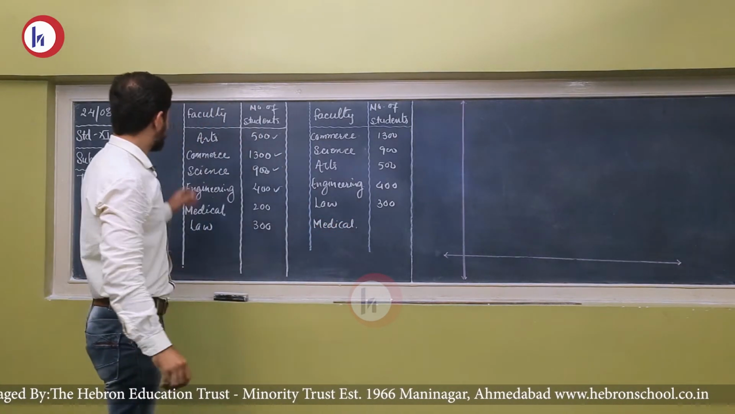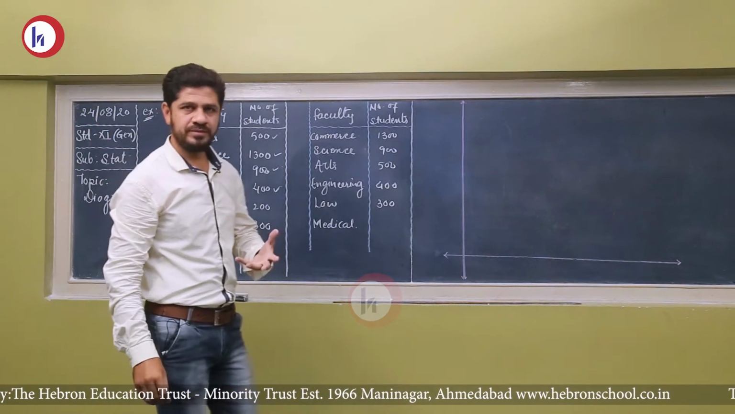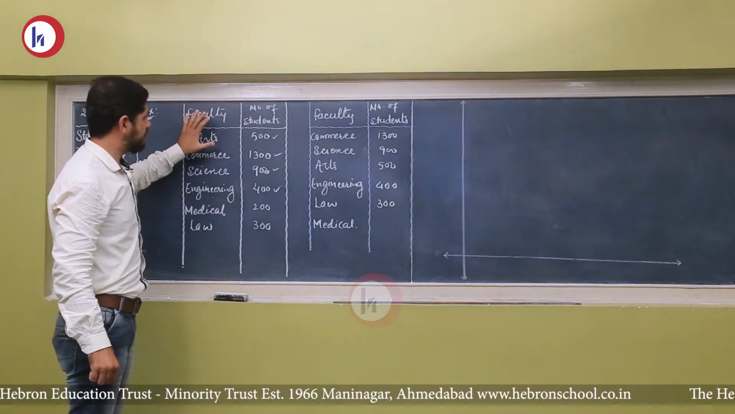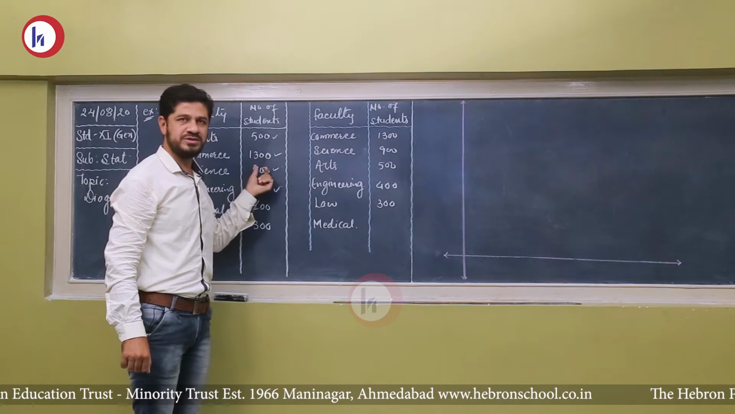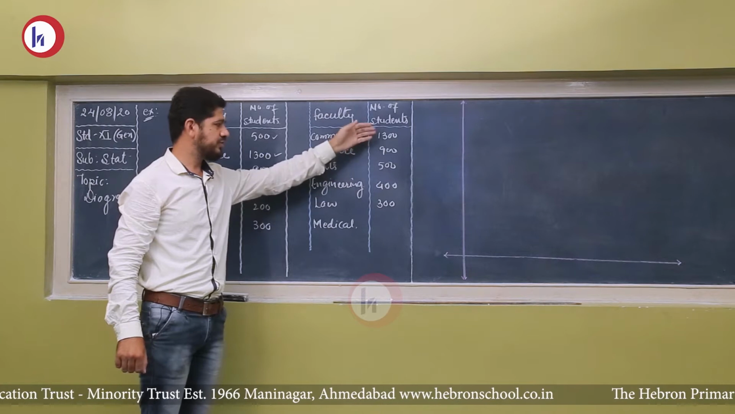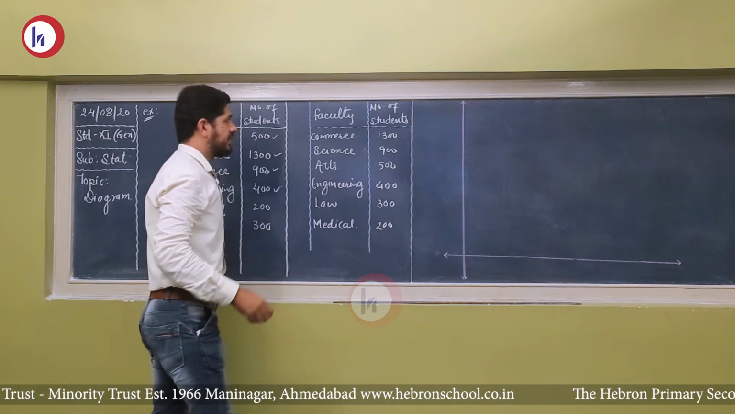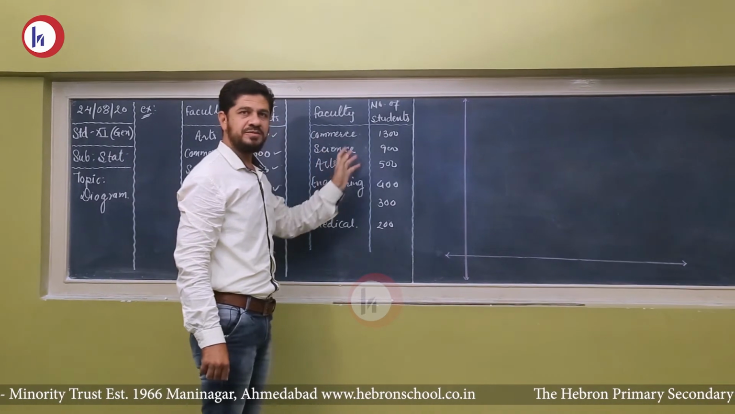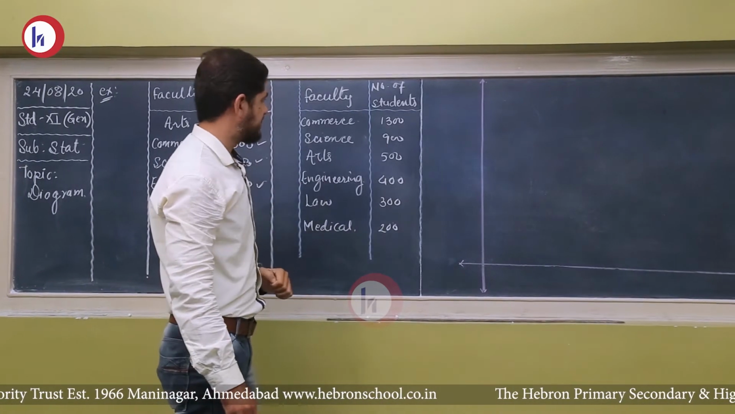Students, you can see the data is not representing time. Time means on the basis of year or months, like that. So this data is not representing time, so we arrange them in descending order according to the number of students. The highest number of students is in commerce, then science, then arts. So we arrange them all in descending order. Now the first column is represented on the x-axis and the second one on the y-axis.